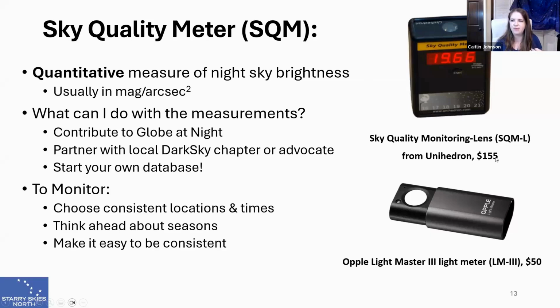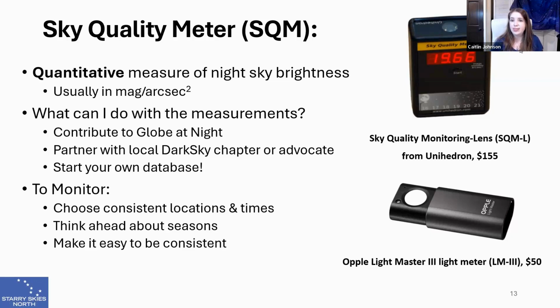These are about $155 last time I checked, directly from the manufacturer. And then there's this one down here, the Opal light meter, which last I checked was about $50. And it's Lightmaster 3. These are the two devices that DarkSky recommends. And this is a really nice one because I think it also has the color, and you connect it via Bluetooth to an app on your phone to take the measurements.